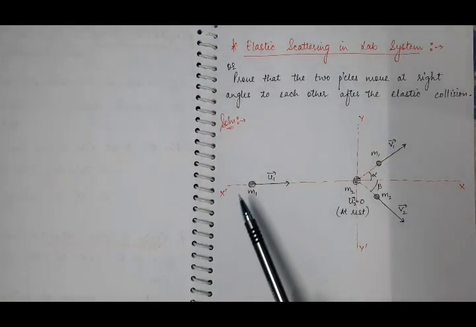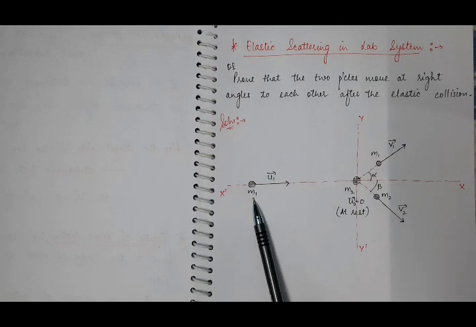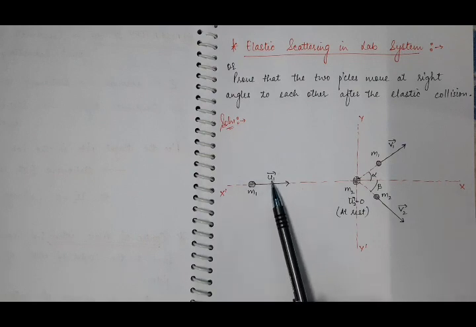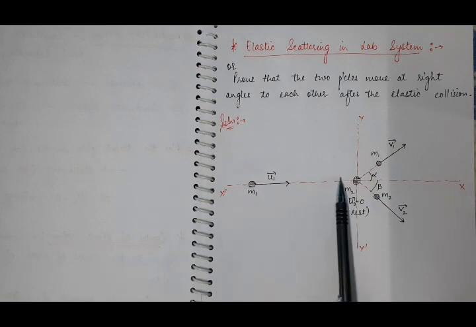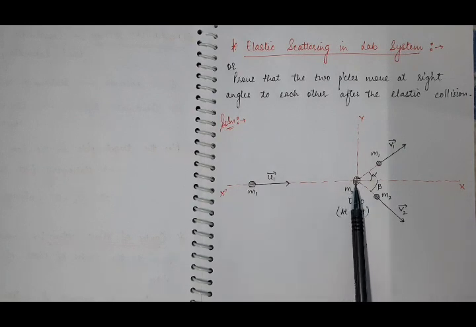So these are the two particles. This one is the incident particle. Its mass is m1, and it is moving with velocity u1 before collision. As we are considering the lab system, the target particle always remains at rest, so its initial velocity u2 before collision will be 0. When the incident particle approaches the target particle, they undergo an elastic collision.